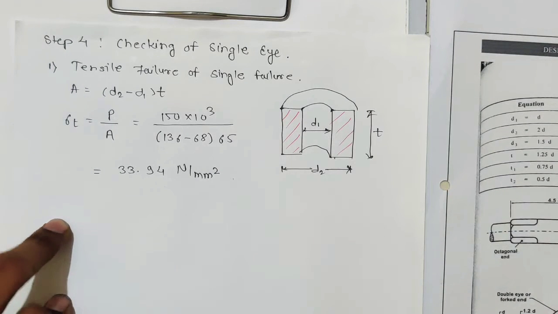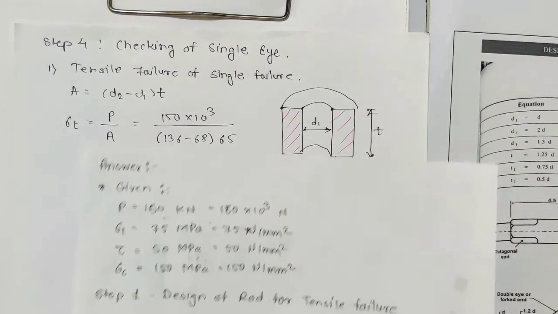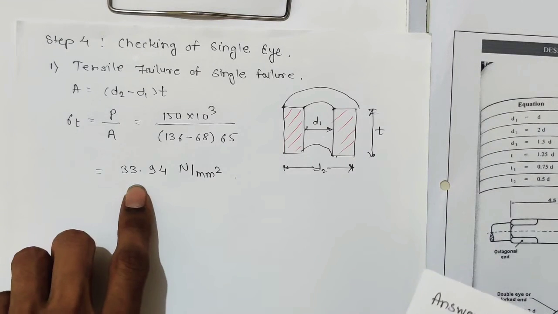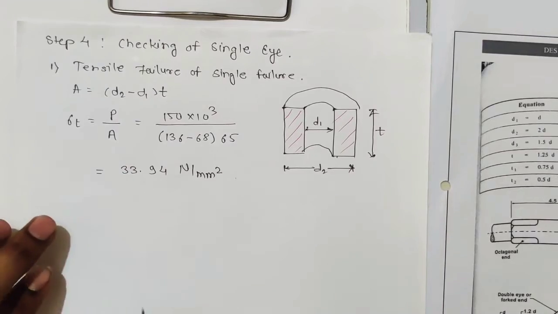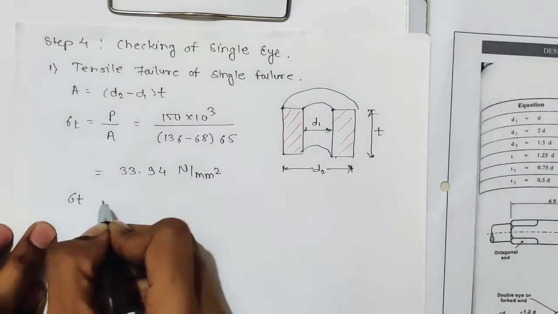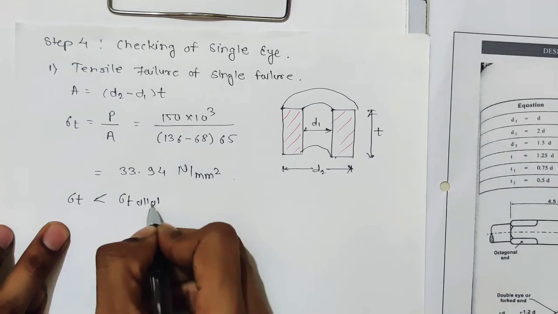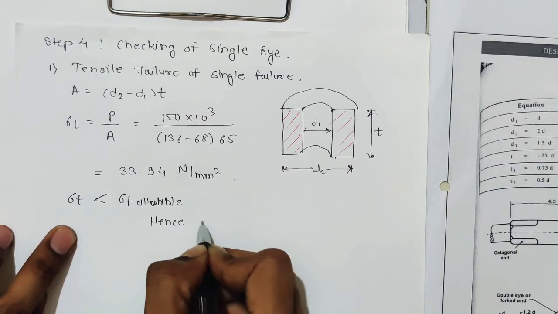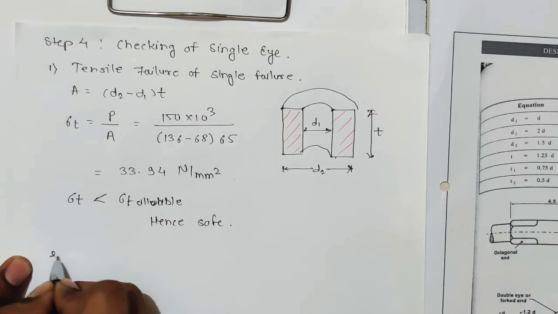Now what is the value of allowable tensile stress? So it is sigma T 75 megapascal, and we have 33.94. So our sigma T value is less than sigma T allowable. Hence safe.